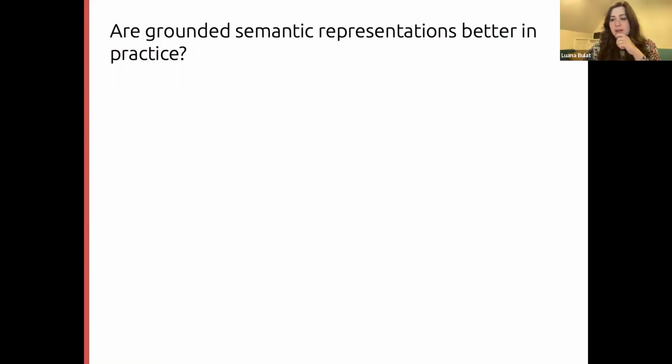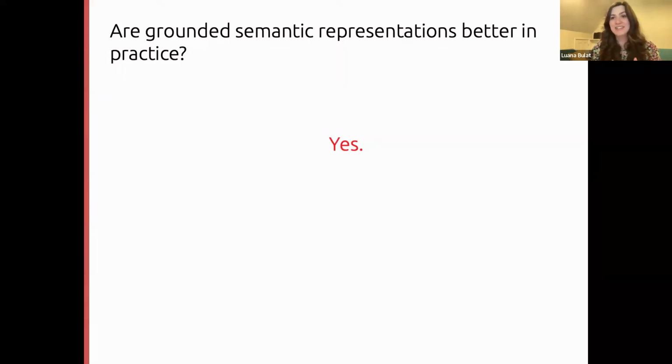What I want to do instead is look at whether these grounded representations actually help us in practice. If we think about the NLP applications that we talked about at the beginning of the talk, do grounded representations perform better than just linguistic representations? And is it worth all that extra work of incorporating perceptual information? Of course, it can be nice because it follows this theory of embodiment, which we maybe believe in, but in practice, does it actually matter and does it help? The answer to this question is yes.